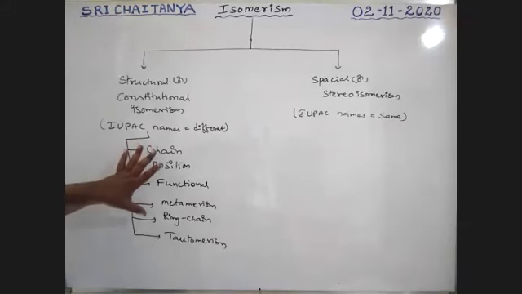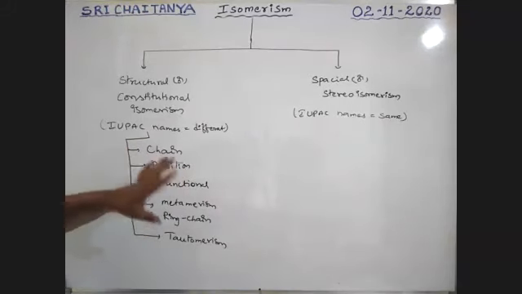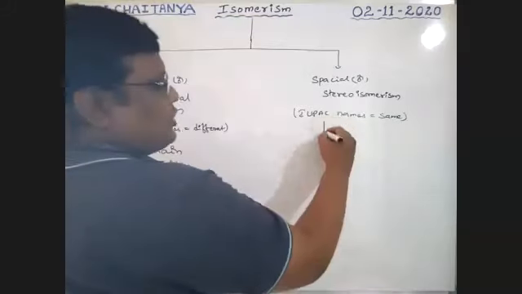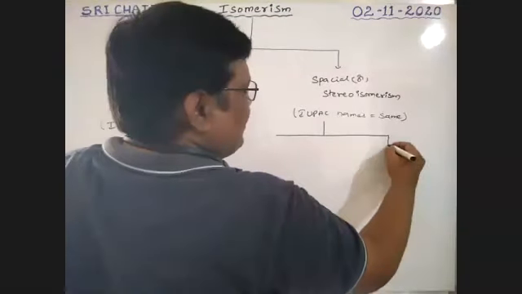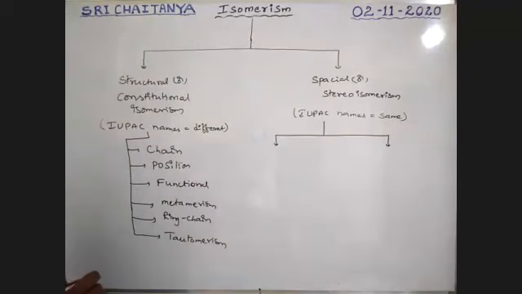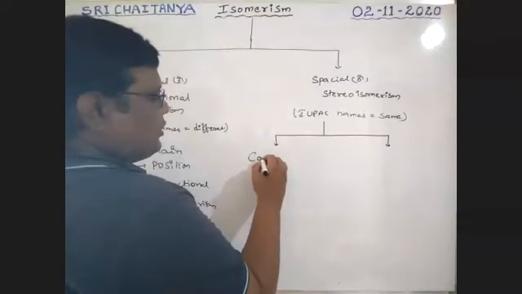Okay, all these are due to different structural arrangements, and different types of isomers are possible. All these come under structural isomerism. But for spatial isomerism, based on the situation, this spatial isomerism is broadly divided into two categories. One is configurational isomerism.